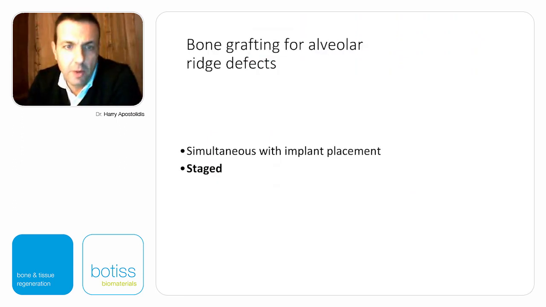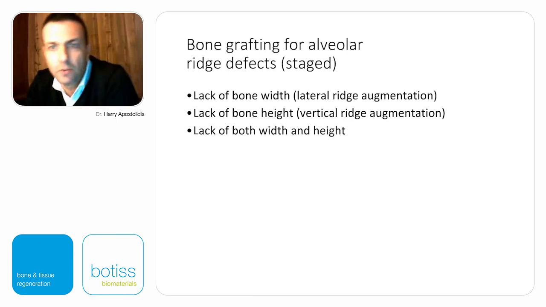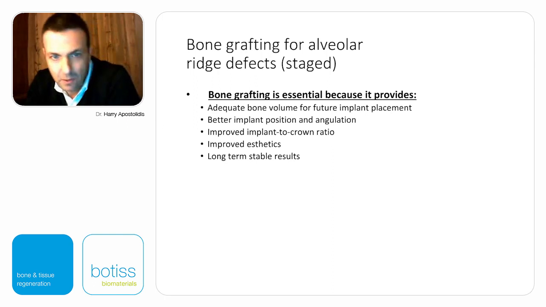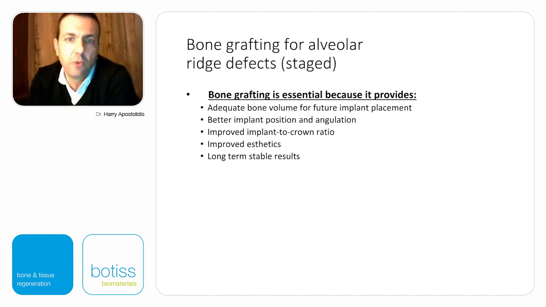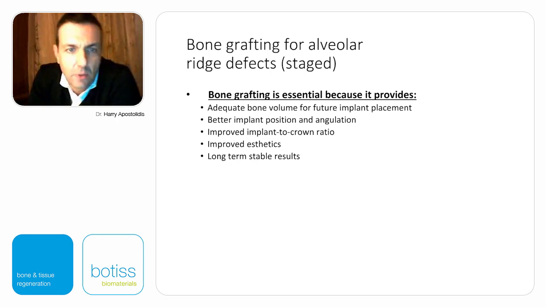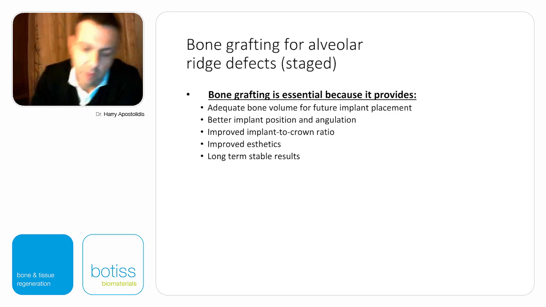So we're going to talk about the staged approach for augmentation, and we can do either lateral ridge augmentation, vertical ridge augmentation, or both, depending on the defect that we have. And we know that bone grafting in these cases is essential because first it provides adequate bone volume for the future implant placement. We have better implant position and angulation. We can achieve that better if we have grafted beforehand. We have an improved implant to crown ratio. We have improved aesthetics, and we have long-term stable results, which is very, very important.